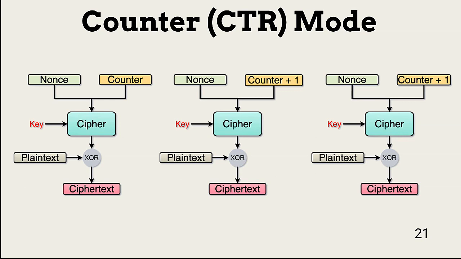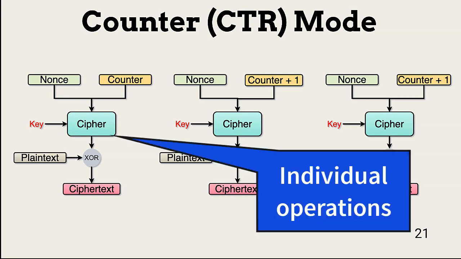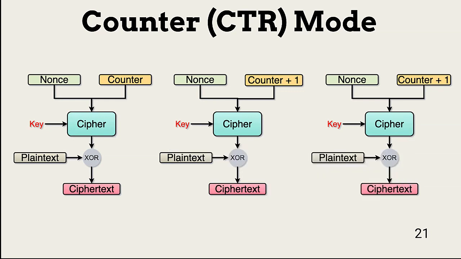Counter, or CTR mode, does not XOR plaintext with the previous encryption round. Instead, it uses a nonce and a counter. The counter is incremented for each block of plaintext passing through the cipher process. The combination of the nonce and the counter is XORed with the plaintext block. This enables parallel processing of multiple blocks of plaintext.